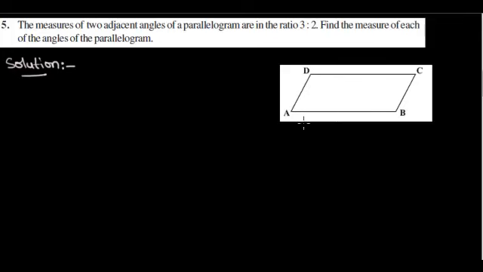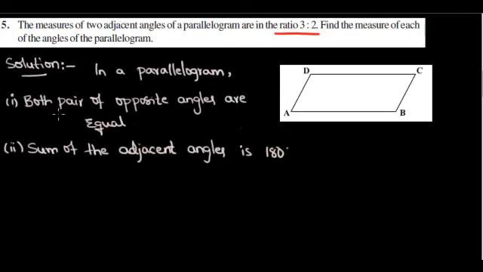Here we consider a parallelogram ABCD and we are given the measures of two adjacent angles of a parallelogram are in the ratio 3:2, and we are asked to find out the measures of each angle of the parallelogram. Before starting with the problem, we know that both pairs of opposite angles in a parallelogram are equal and the sum of the adjacent angles is 180 degrees. Using these two we can find out all the angles in a parallelogram.